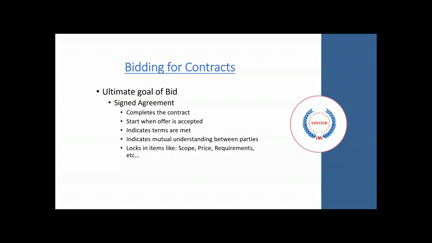The ultimate goal of the bid is to reach a signed agreement. This is what completes the contract. It marks the start of when an offer is accepted. Once this bid is signed, it indicates that the terms are met for both parties. It indicates a mutual understanding between those parties, and it locks in big items in the project: your scope of work, your overall price, general qualifications and requirements, just the overall playbook that you will be using.